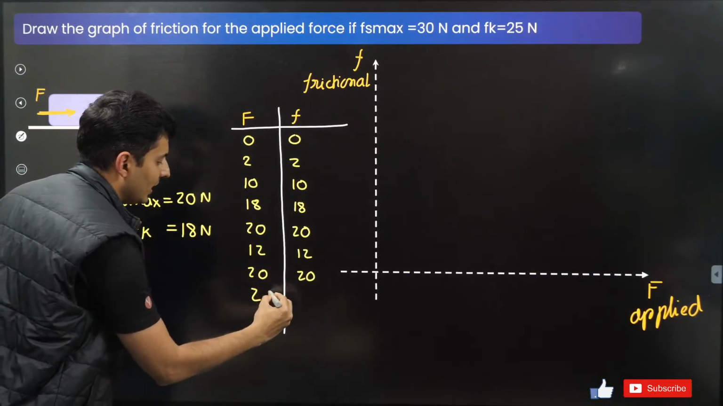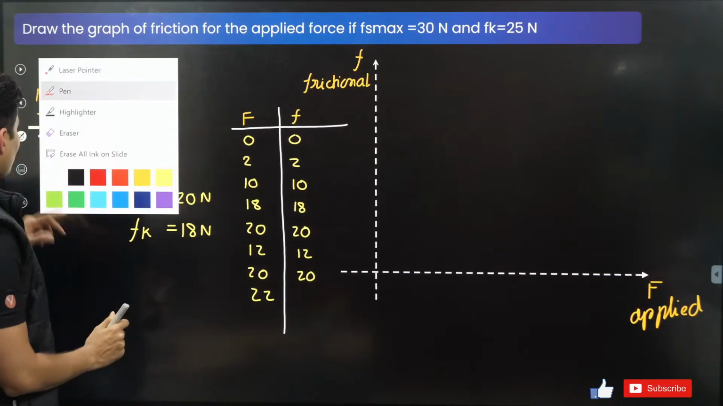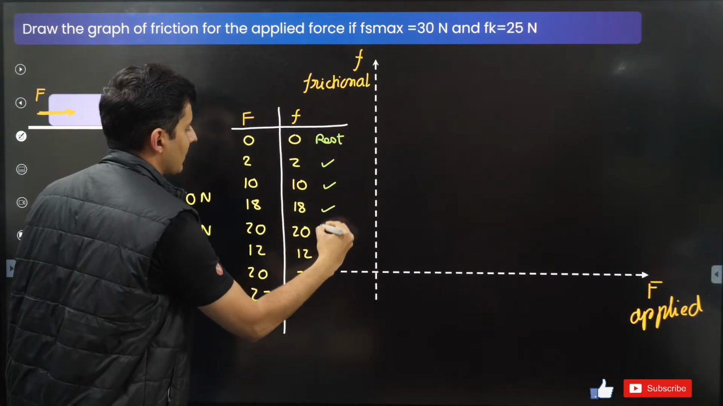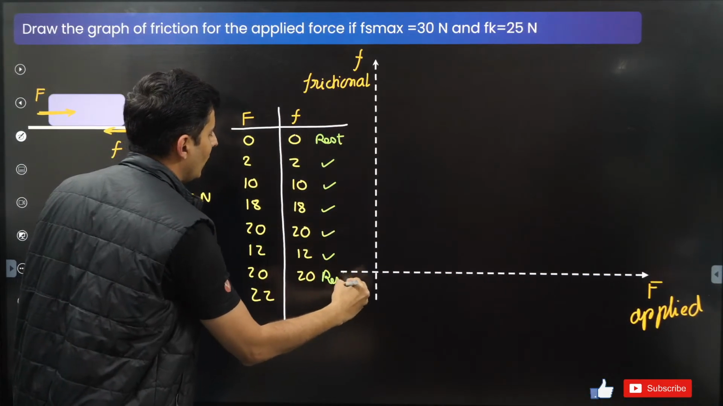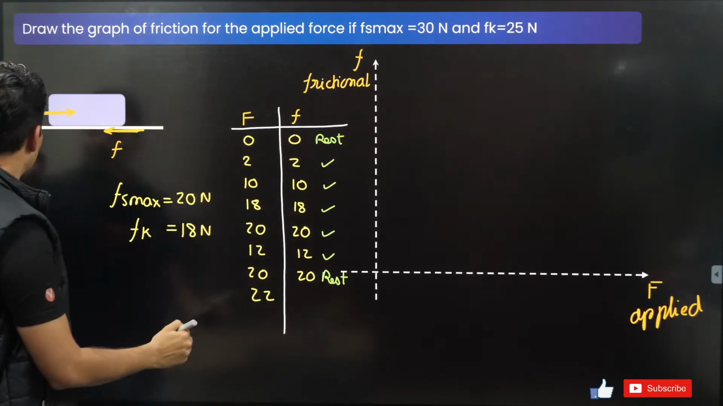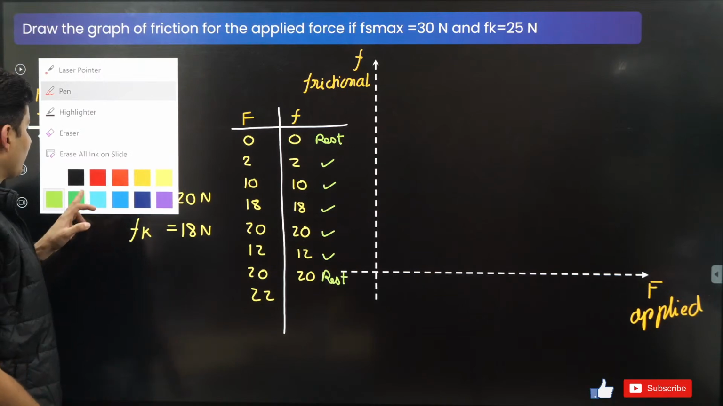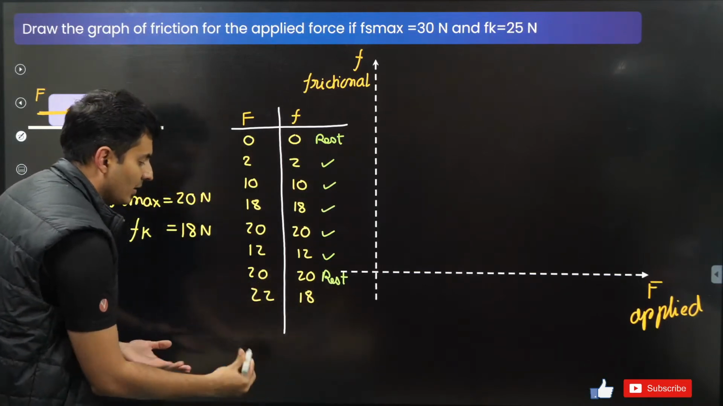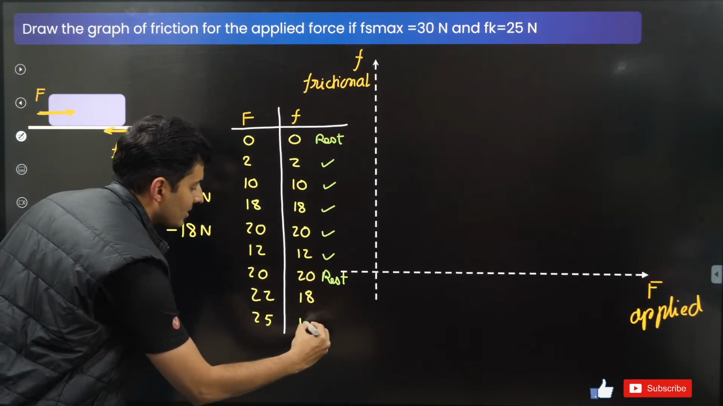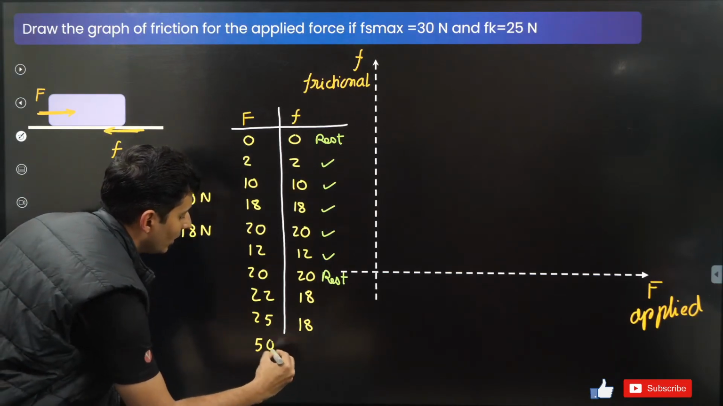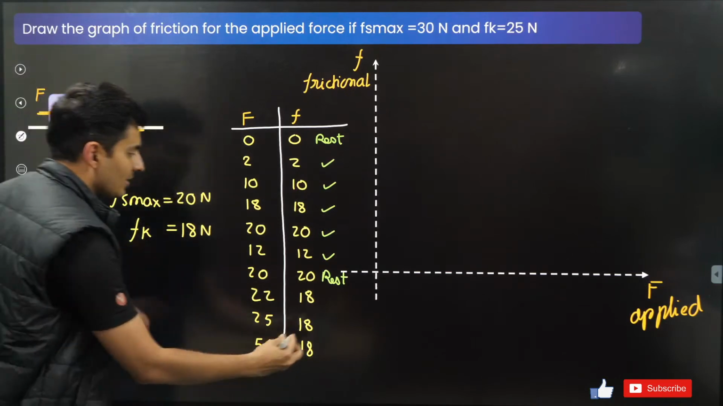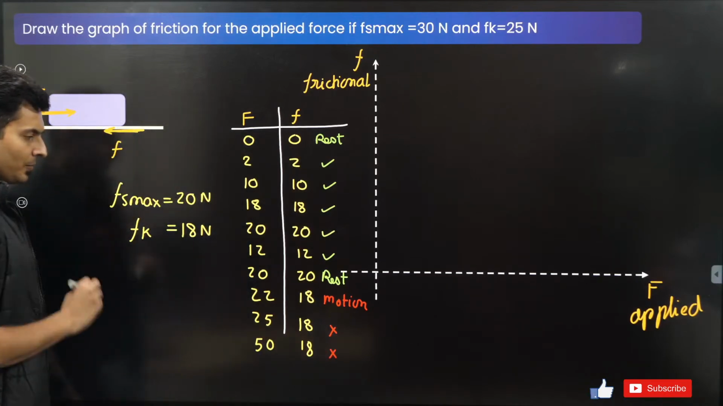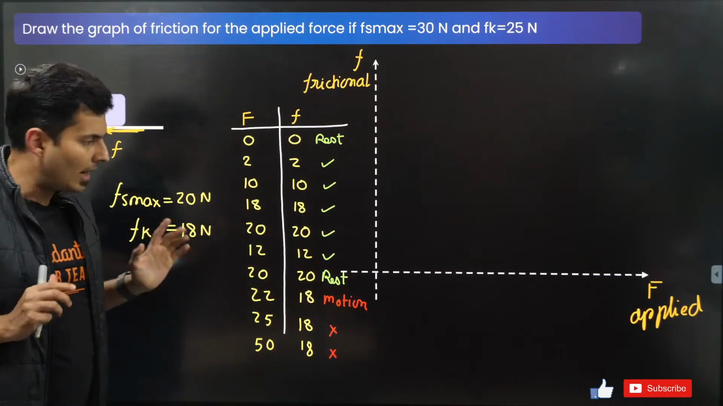Now if I make this 22 Newton, that's it, it will start moving. All till here, it was at rest throughout this. The moment I apply more than 20 Newton, the friction will enter into the kinetic zone. It will then become 18. If I increase the force to, let's say, 25 Newton, it will still remain 18. If I make it 50 Newton also, it will remain 18. So after this, it has entered into motion. It is no longer at rest. Everybody understood this simple table I have drawn?